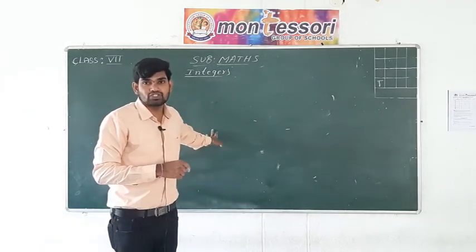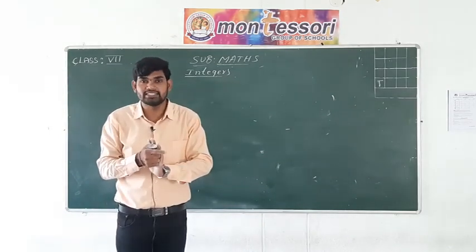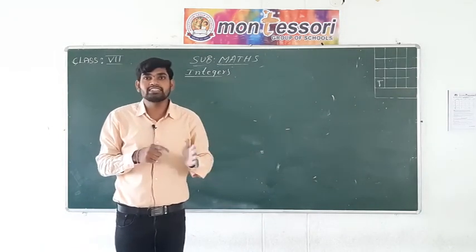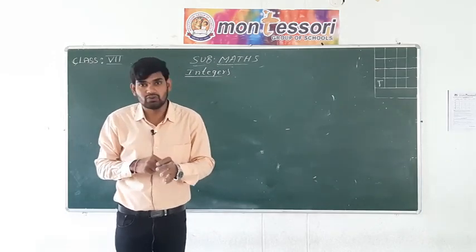Now I explained the closure property. Take some examples and find out whether the closure property is satisfied or not. You check it once. Thank you.